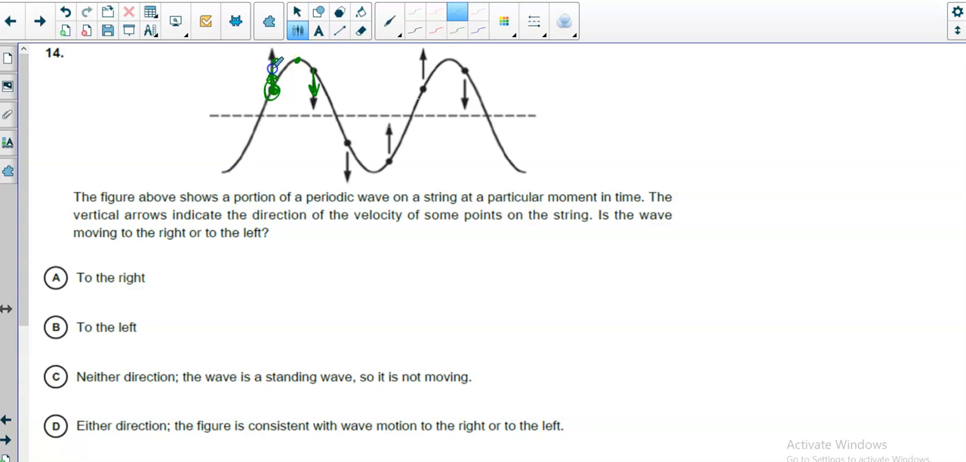As it goes up, this and this will be going down, and the crest will show up here now. So I'm going to say to the left. But that's a tricky little question.